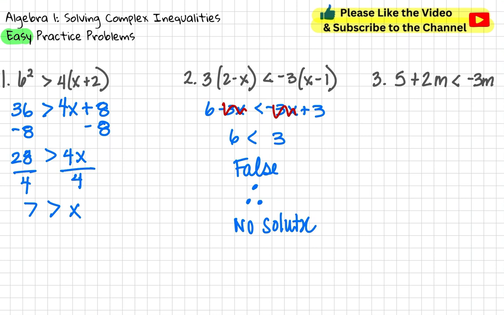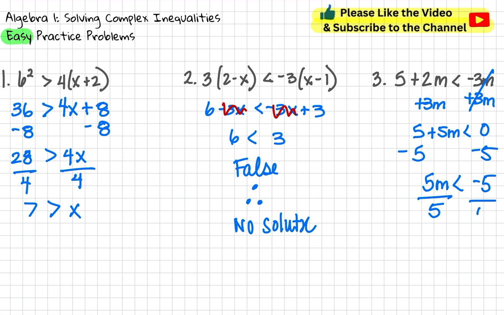And then for the last one on this page, I'm going to isolate the variable. So I'm going to do positive 3m. So positive 3m. We have 5 plus 5m. And there's nothing on this side, so I'll just put 0 because there's nothing on this side. This is canceled out. I have to isolate. So since it's being added, I'm going to subtract. So now I have 5m is less than negative 5. Divide by 5. M is going to be less than negative 1.